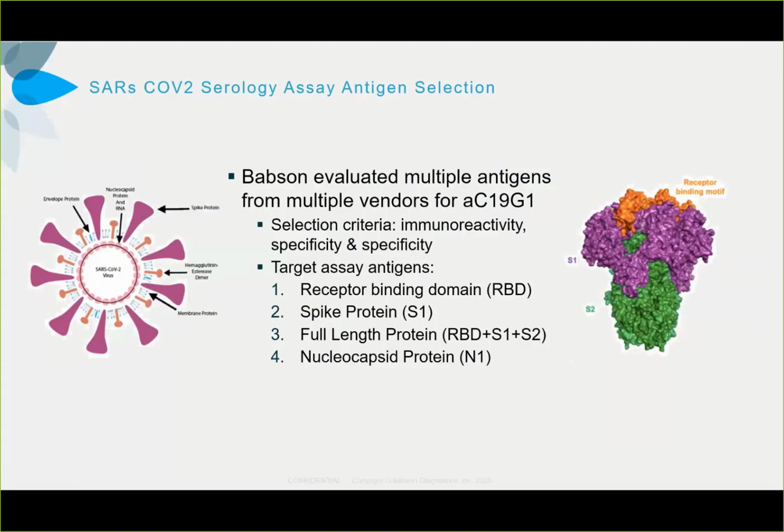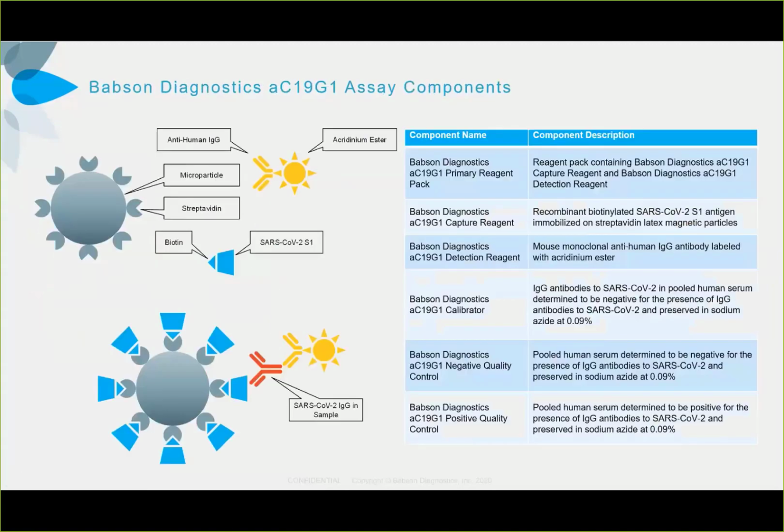After doing some research on the immunogenicity and specificity of some of these antigens, we rapidly opted to not use the nucleic acid protein, and our assays focused on both the RBD and S1 antigens to maximize specificity. So here on this next slide is a cartoon of the AC19G1 assay and its components.